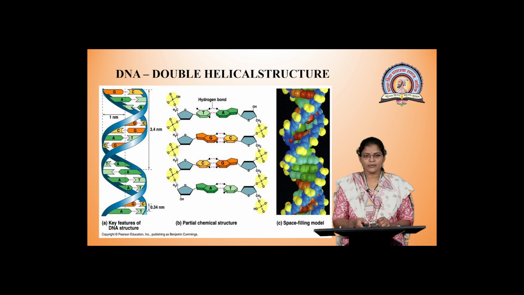The second structure is a partial chemical structure that shows the chemical nature of DNA and the bonds present between nucleotides. Adenine and thymine are bound together by 2 hydrogen bonds. The second pair, guanine and cytosine, are bound to each other by 3 hydrogen bonds.